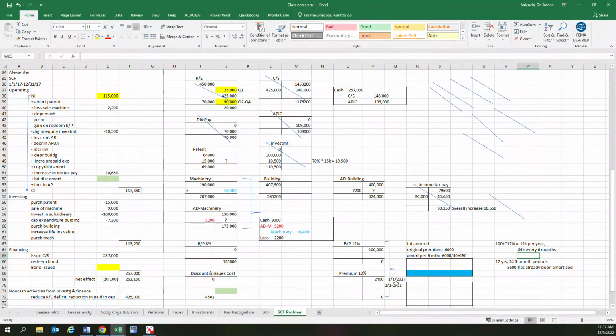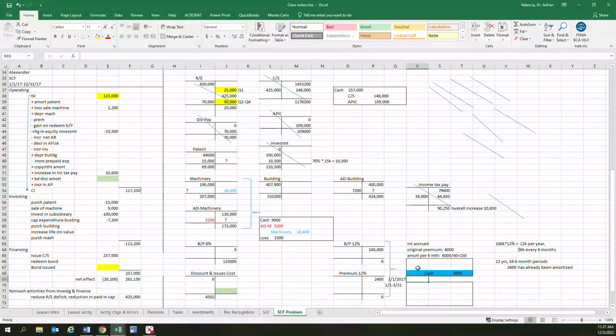But here we have a partial period, a period of only 3 months. So when we redeem this bond, think about it, we're not going to pay 6 months worth, we're only going to pay 3 months worth. So that's $3,000. This is a credit to cash of $3,000, because when we redeem that bond, we have to pay the accrued interest as well.